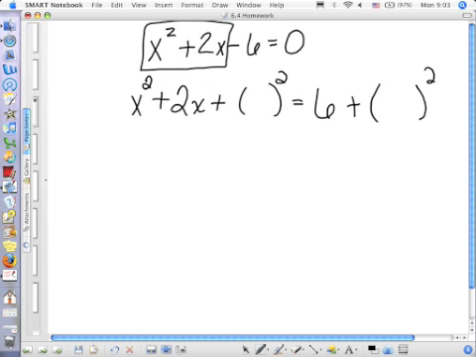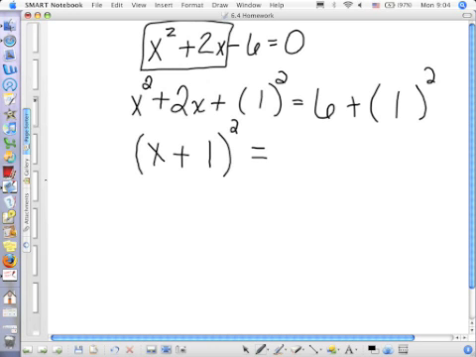Clint, what goes in the parentheses? 1. How'd you get 1? It's half of 2. Okay. 1 goes in parentheses, which means that this trinomial factors to give you what, Luke? Square root of this, and this number, and this sign. X plus 1 squared.